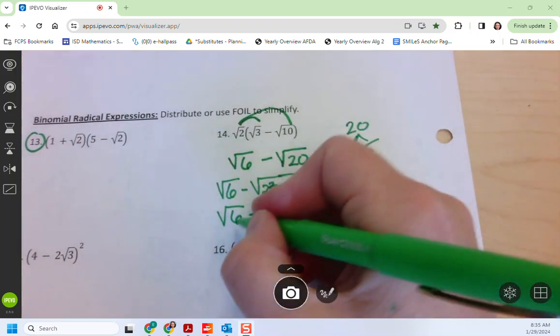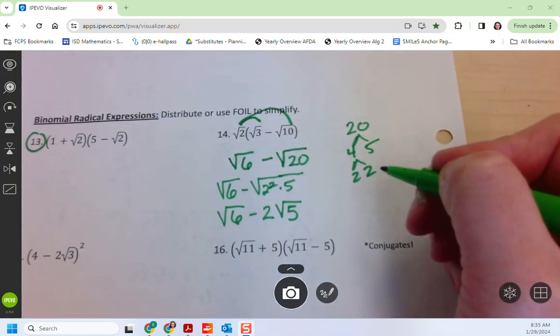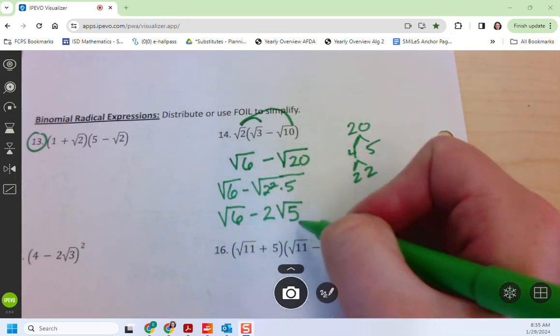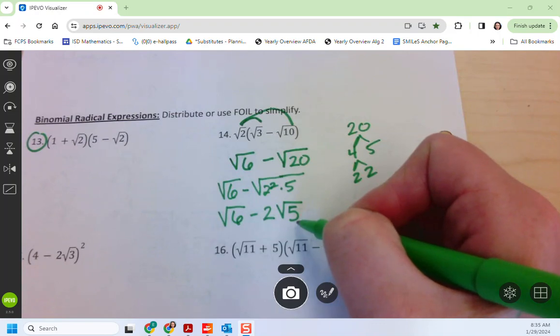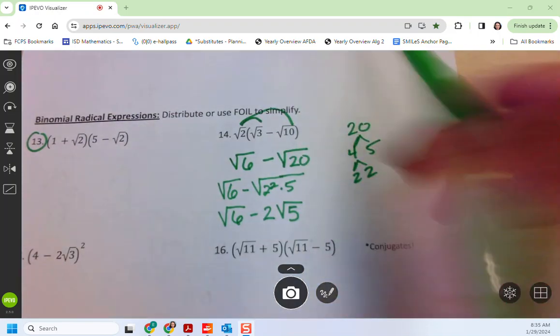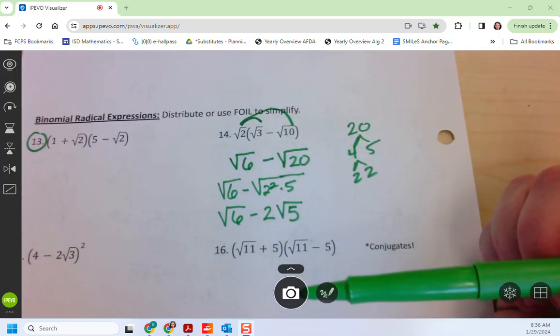I can't subtract them because this number is a 6 and this number is a 5. So for adding and subtracting, you have to have both the same index and the same number underneath the square root, the radicand. That was on the first page. We did mostly multiplying on this page.